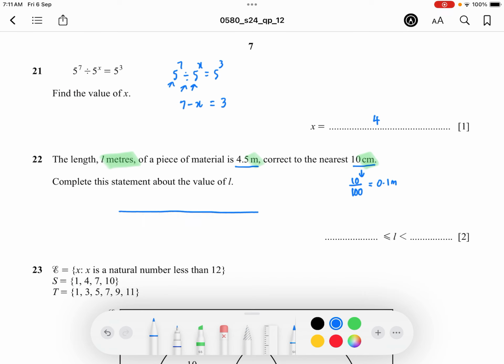Then you can proceed with the number line, 4.5 here. And because it's correct to 0.1, that means here is 4.6, and the number before would be 4.4. So the lower bound and the upper bound is between these two numbers, 4.45 and 4.55. That would be the final answer. Okay.